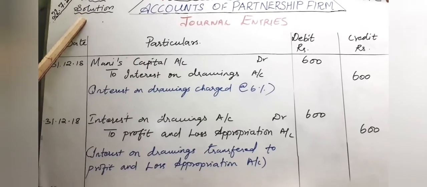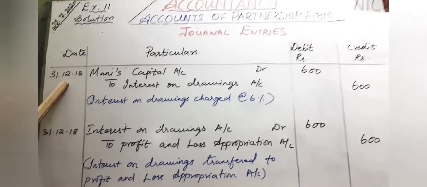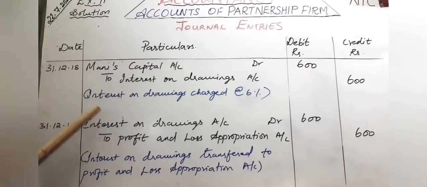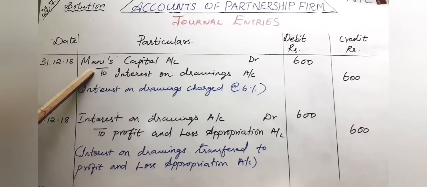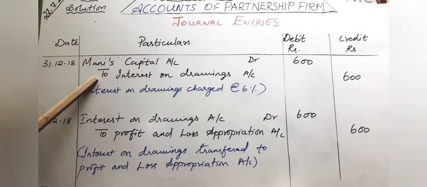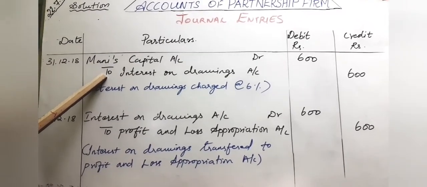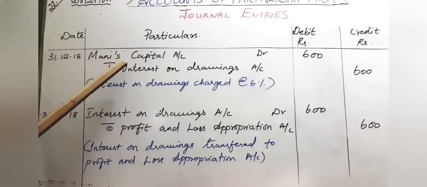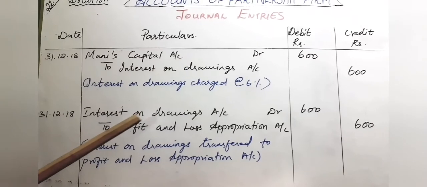Students, here is a solution for exercise 11. So this is the end of accounting period 31/12/2018, and I have passed the journal entries on that date, children. Money's capital account is debited to interest on drawing. You got me, students? So for money, interest on drawing is an expense. So money's capital account is debited. The amount we have already calculated is 600 rupees. That 600 I have written.